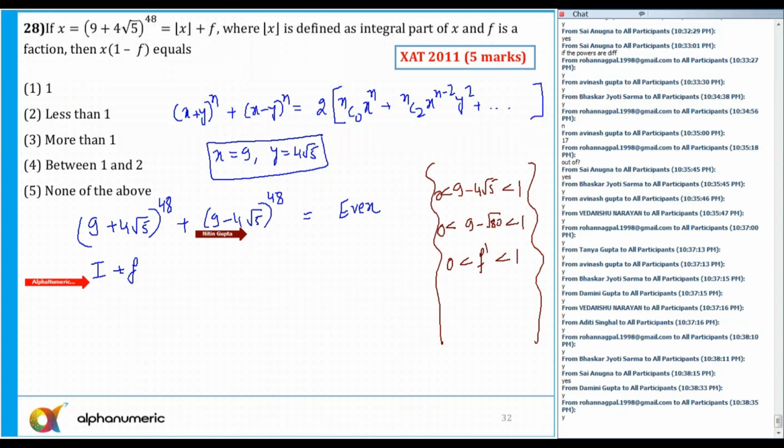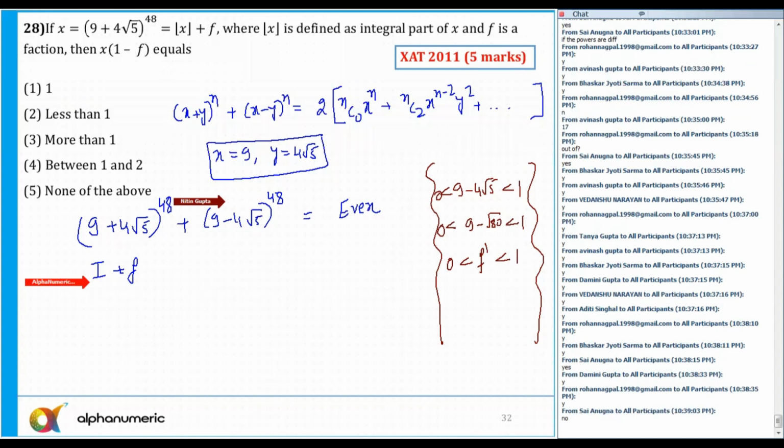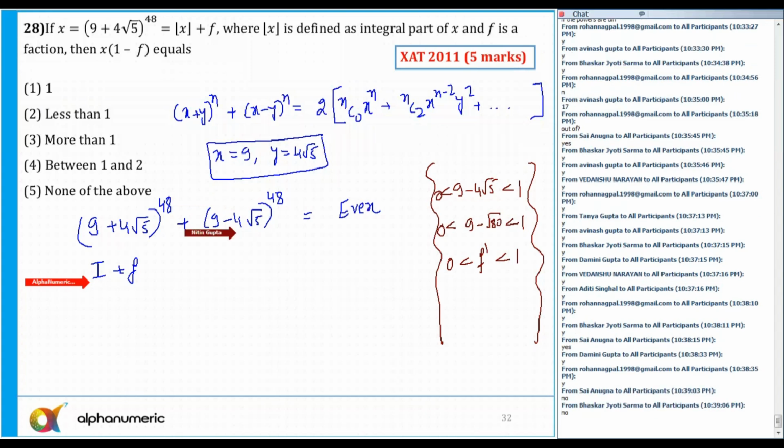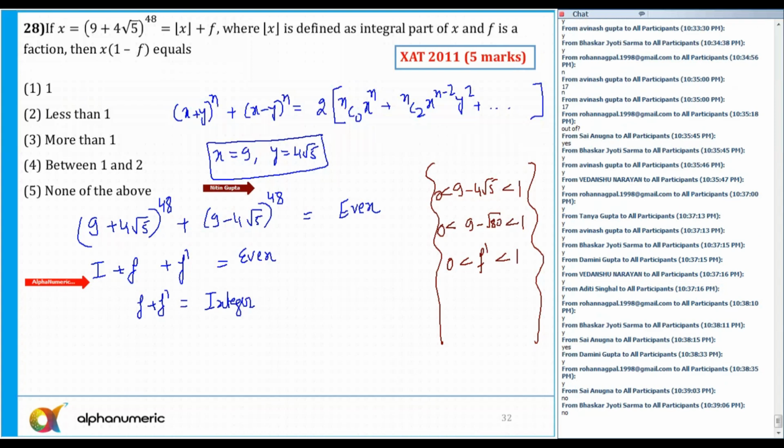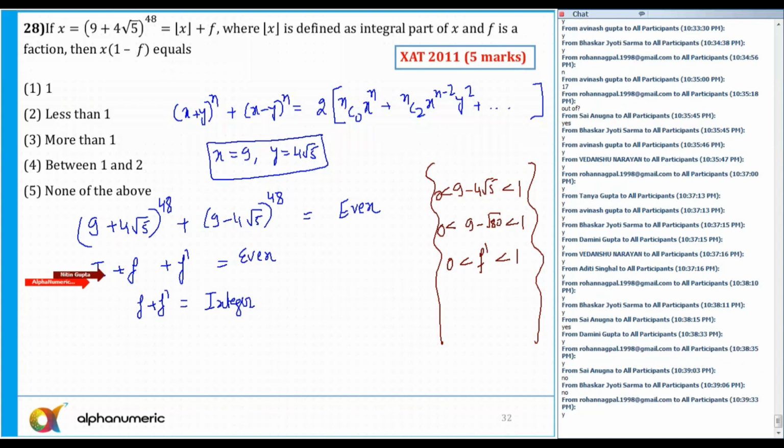Any doubts to anyone now? Please tell me. Is that clear? So this term will always be between 0 and 1, and 0 to 1 raised to power 48 will always be a fractional value. So I can say plus f dash, and the sum is an even number. It means that f plus f dash is equal to an even number minus I. It must be an integer, because from an even number I am subtracting another integer I, and an integer minus an integer is an integer.